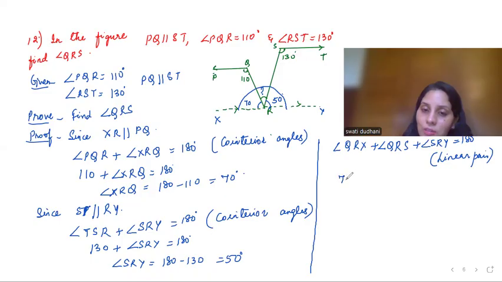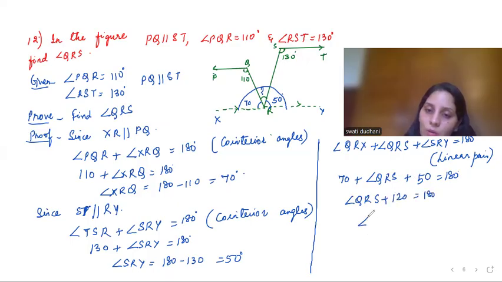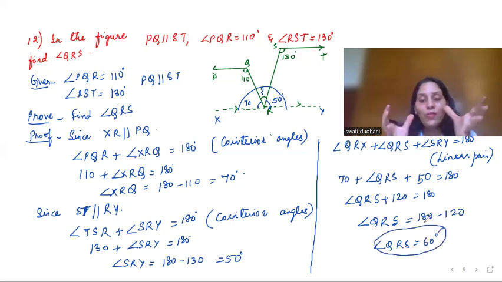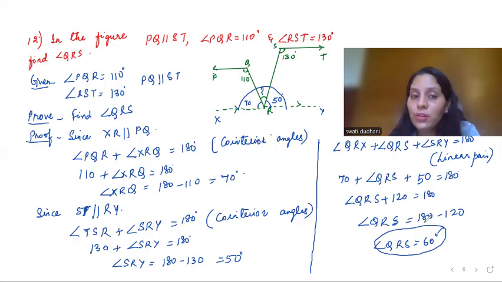So let us substitute the values. 70 plus QRS plus 50 is equal to 180. So QRS plus 70 plus 50 is 120. So QRS is equal to 180 minus 120, which is equal to 60 degrees, which is what we need to find out. So this was a very important question.